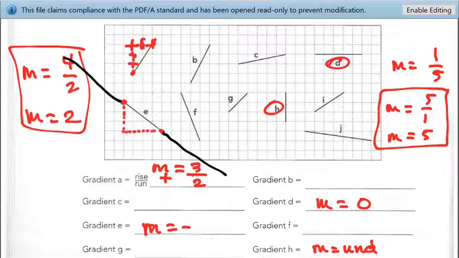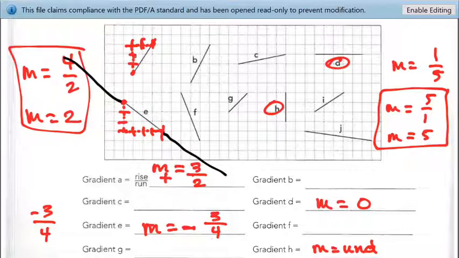Down, and then to the right. So down how many? Down 3. And to the right how many? 4. And we've already got our negative there because we went down. It was really a negative 3 over a positive 4. But a negative 3 over a positive 4 makes the whole fraction turn into a negative.